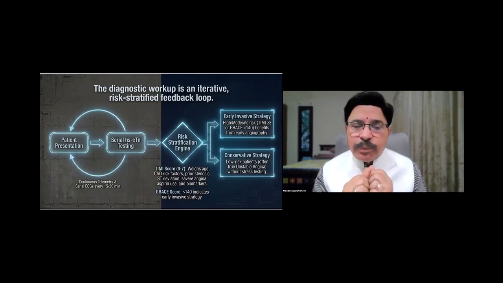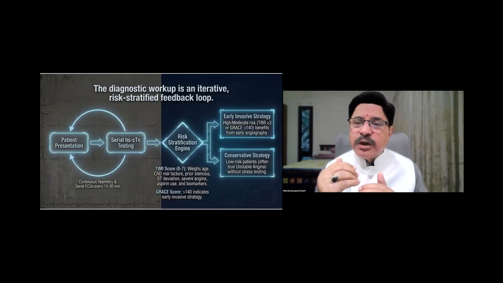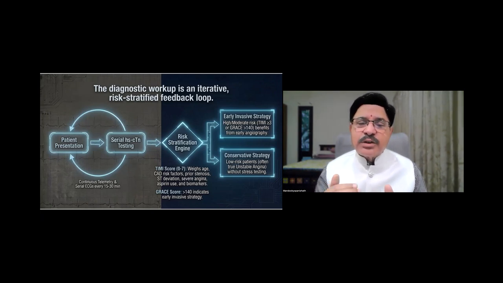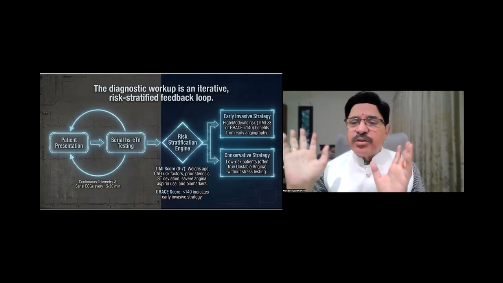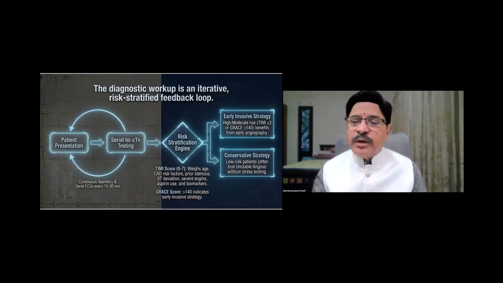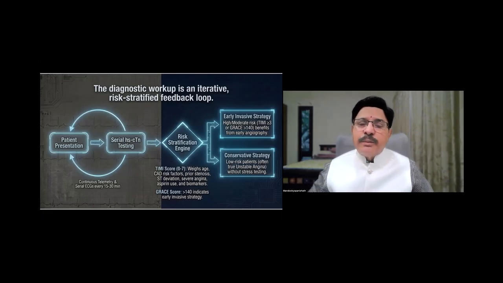Then what do I know by doing the score? You will be classifying the patient as early invasive or conservative. If the TIMI score is more than 3 or the GRACE more than 140, this patient will benefit from early angiography and intervention. The other way around, if the TIMI score is 2 or less and GRACE score is less than 140, then he will not benefit from taking him to the cath lab.